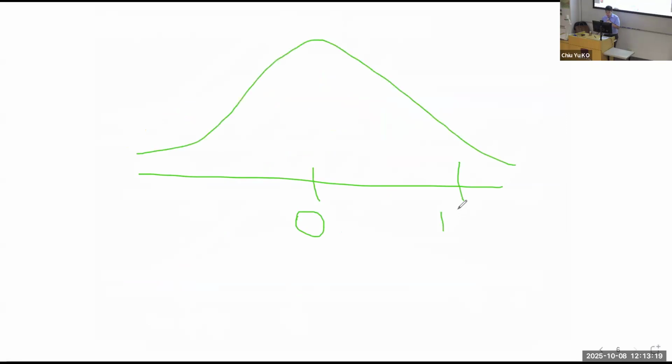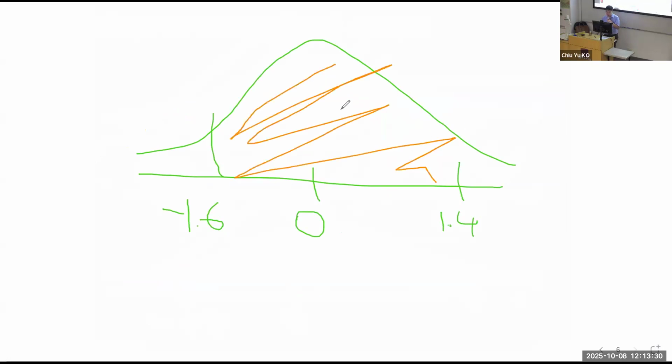All right, so we have this 0 and a bell, 1.4, negative 1.6. The question asks you how likely it is that the random variable is between these two numbers. It's the orange area, okay, the orange in between. But you know our Z table is giving me what? Area on the left. The F is the area on the left.